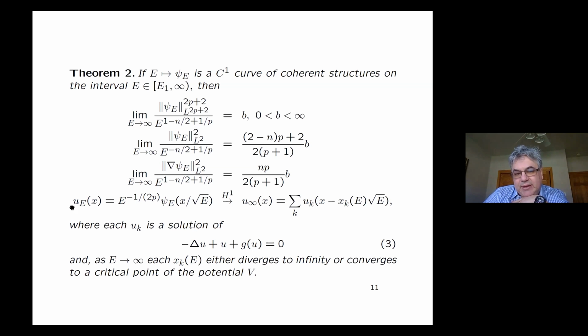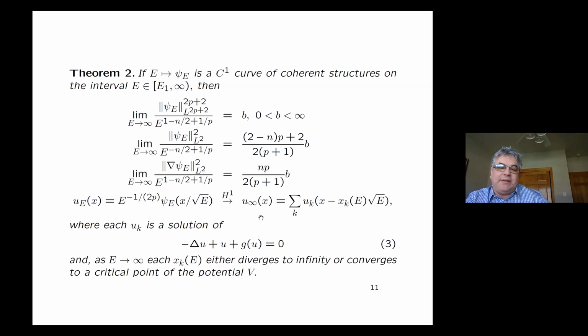So the rescaled, renormalized solution converges to a sum of profiles of solution. Each of these U_k is a solution of a different problem. Well, it's the same problem basically, but E is equal to 1 and the potential has disappeared. So the limiting equation, if you want, is a simpler equation. It's a constant coefficient equation. There is no potential that depends on X anymore. And if you have good information about the limiting equation, you can actually have very good information about the limiting points at E equal infinity.